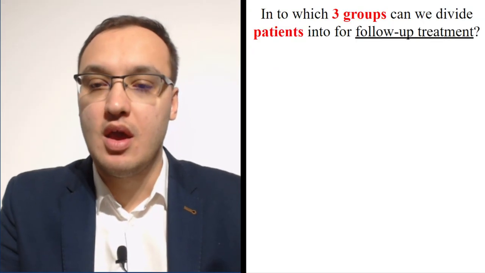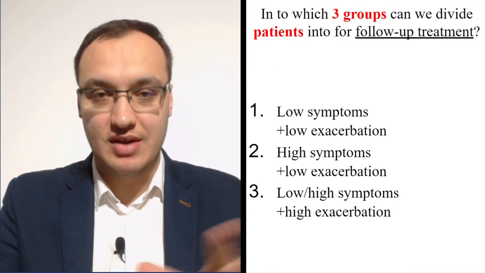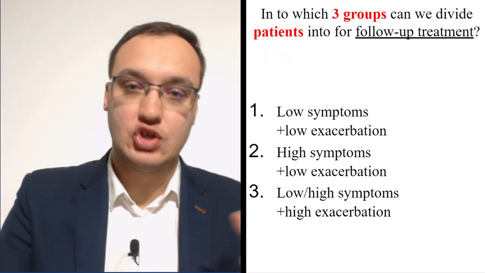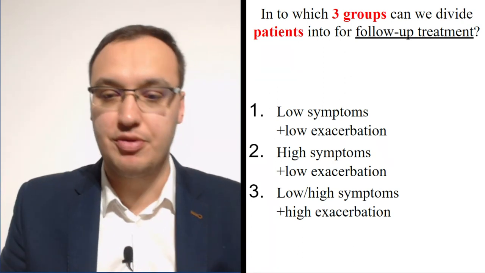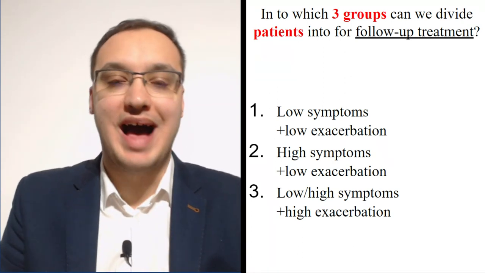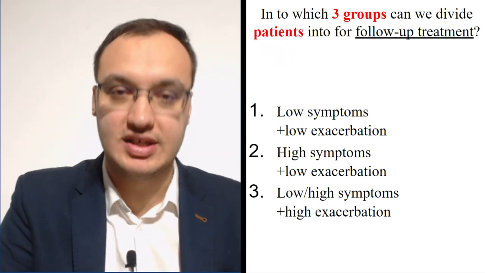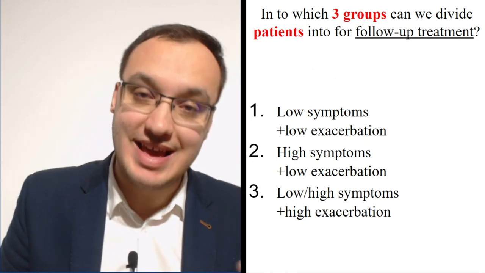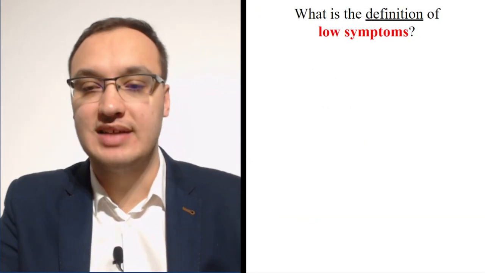Into which three groups can we now divide the patients? We have those with low symptoms. The patient does not complain of anything, and they have low exacerbation. Or they have high symptoms and low exacerbation, or they have low or high symptoms and they have high exacerbation. Okay, let's look at this.